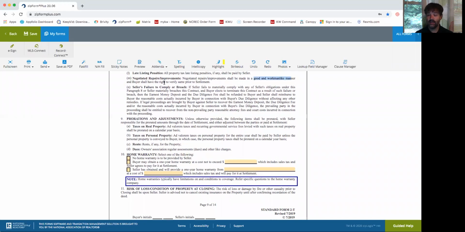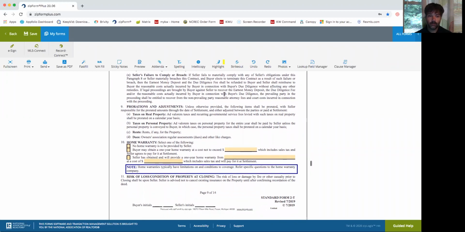This does not say that any requested repairs and agreed upon repairs will be done prior to the due diligence. It just says done prior to closing, hence the reason for another final walkthrough, to make sure that you have time to investigate, i.e. inspect what you expect before you close on that house. So it's in a good workmanlike manner.